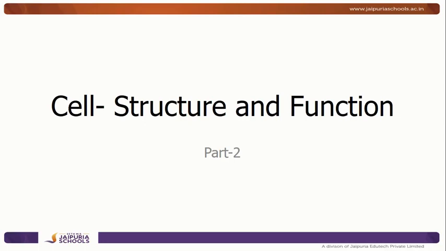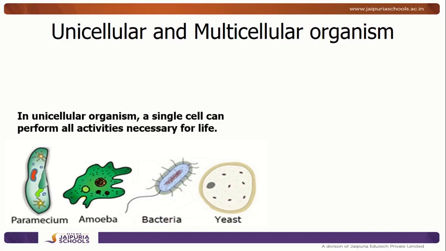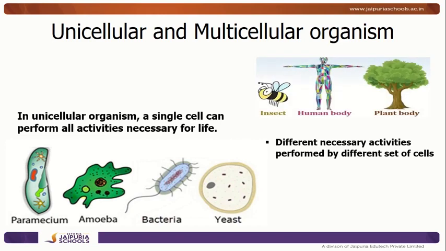So as we know that cells are the basic building block for all living organisms. Those living organisms which are made up of a single cell are known as the unicellular organisms like paramecium, amoeba, bacteria, yeast. In unicellular organisms, a single cell can perform all activities necessary for life, while on the other hand, we have multicellular organisms like insects, human, plants, etc. Different necessary activities are performed by different sets of cells. In multicellular organisms, cells have special jobs to do.